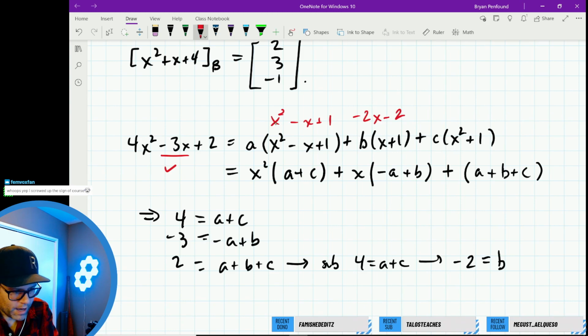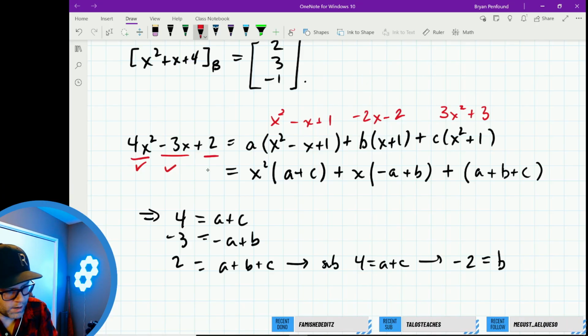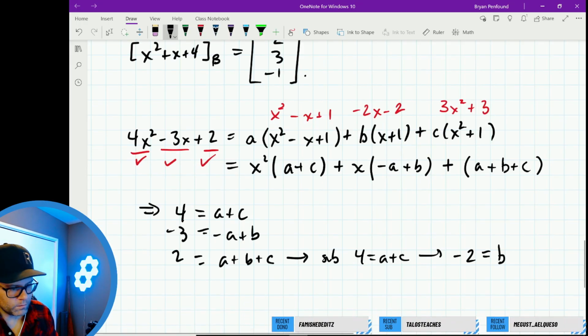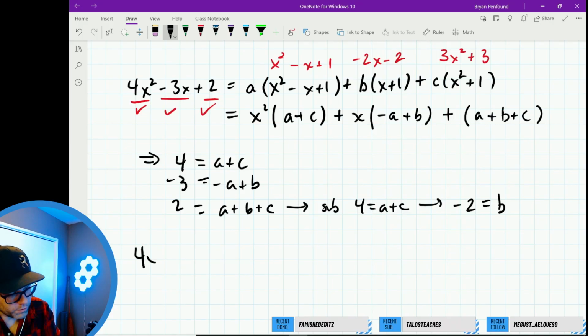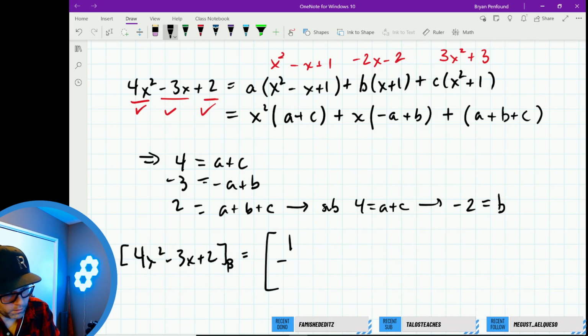And now that we have x's, we pop over to c. We need to have 4 x squares, so that would imply that c should be 3. And then that gives us this. We just want to double check that our constants come out okay. 3 plus 1 is 4, minus 2 is positive 2. So that should be okay. So 4x squared minus 3x plus 2, in terms of basis beta, should be the column: 1, minus 2, and 3. Boom.